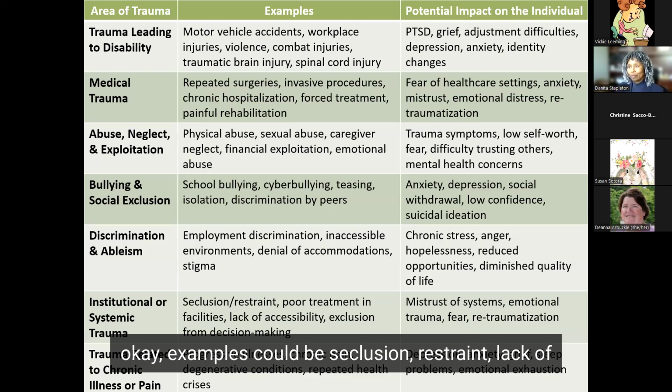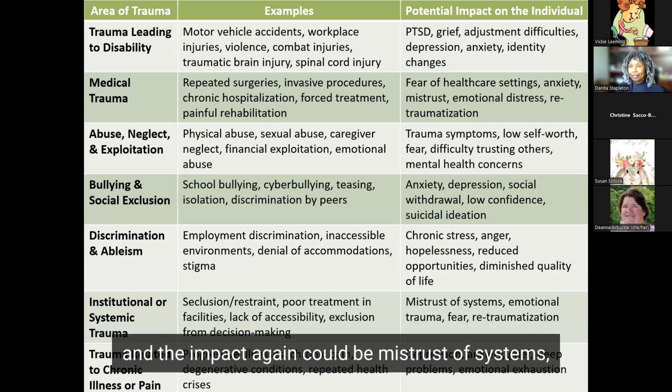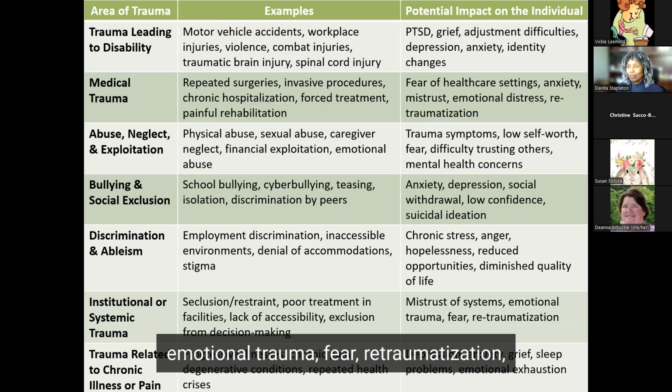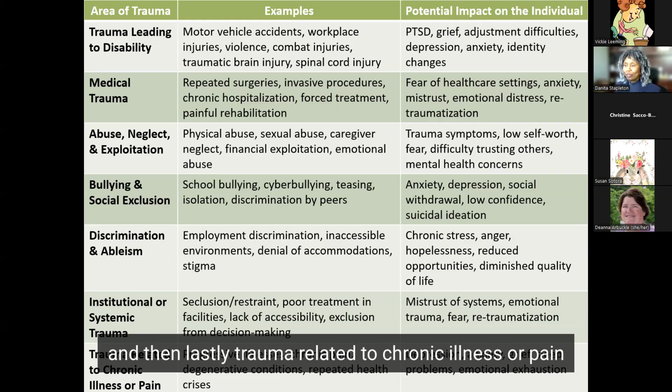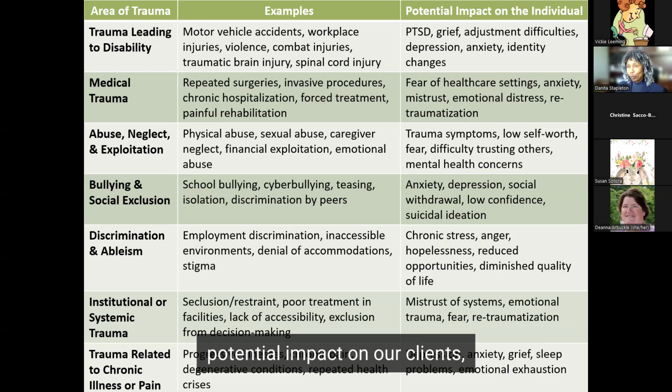Okay, examples could be seclusion, restraint, lack of accessibility, exclusion from decision making. And the impact again could be mistrust of systems, you may have emotional trauma, fear, re-traumatization, and then lastly, trauma related to chronic illness or pain. Okay, so it's just an example of areas of trauma and their potential impact on our clients.